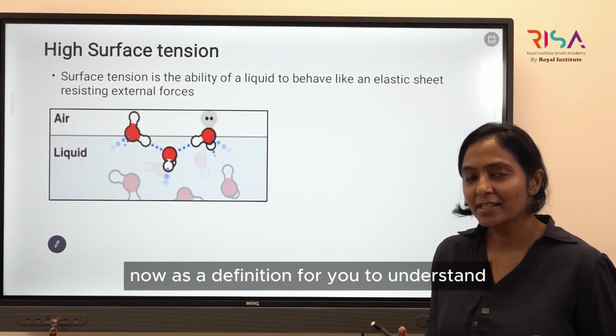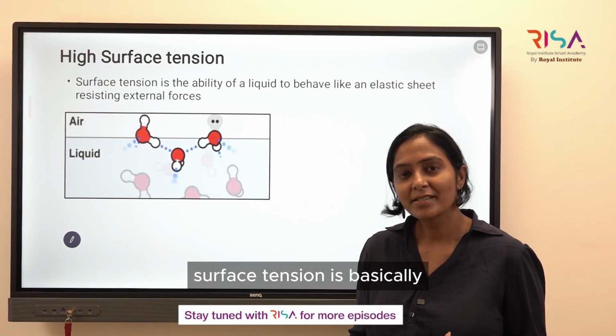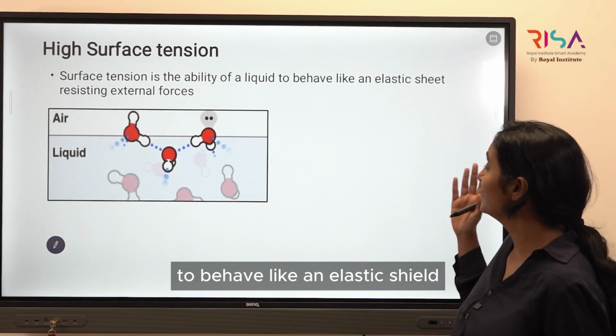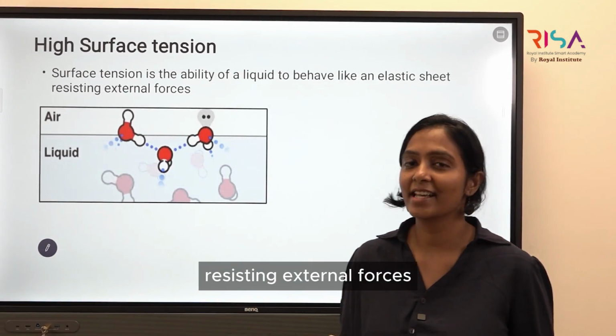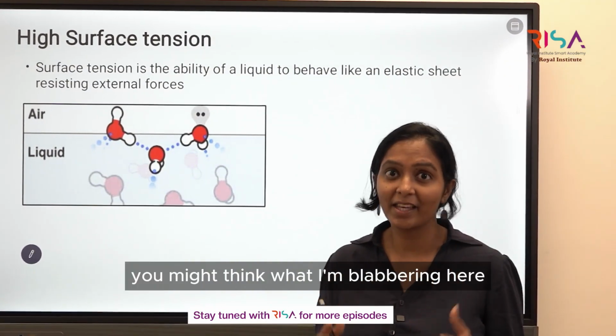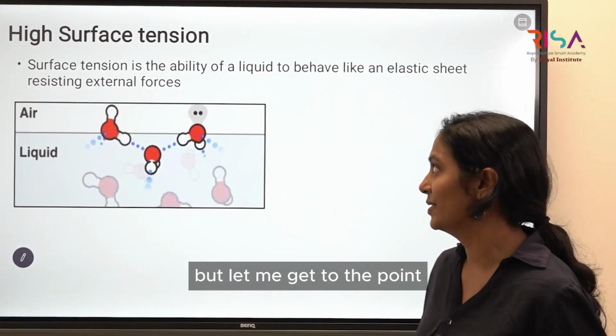Now, as a definition for you to understand, surface tension is basically the ability of a liquid to behave like an elastic sheet resisting external forces. I know when you read this point, you might not understand, you might think what I'm blabbering here, but let me get to the point.